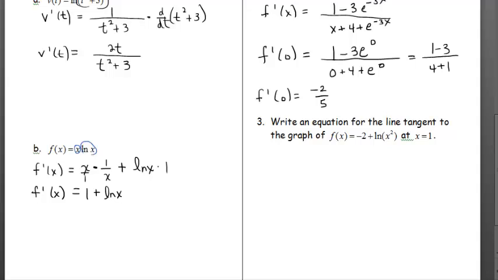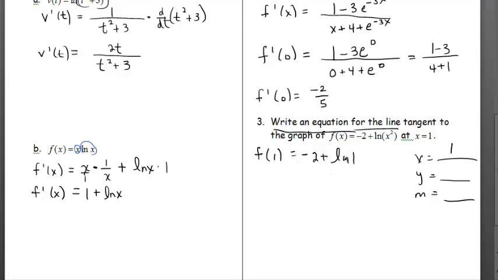All right, we're going to, in example 3, write an equation. So you stop right there and you think point slope. If I'm writing an equation for a line, it's got to be point slope. You need x, y, and m. X is 1. I can get y real quickly. Evaluate the function at 1. I'm going to do that first. Natural log of 1 squared is just 1, which is convenient because that's 0. So f of 1 is negative 2.